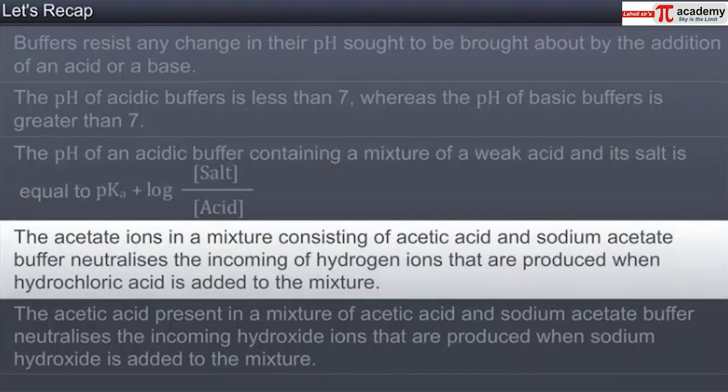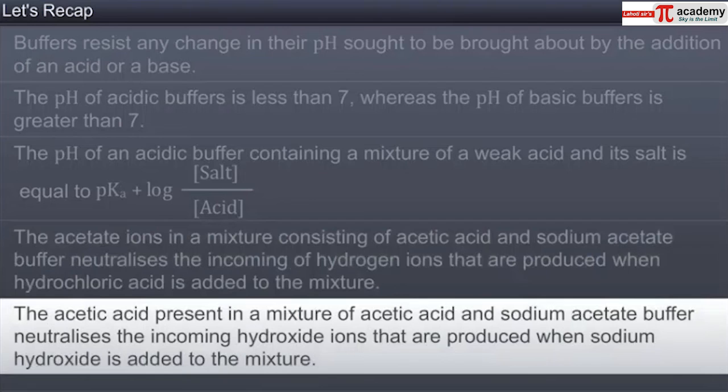The acetate ions in a mixture consisting of acetic acid and sodium acetate buffer neutralize the incoming hydrogen ions that are produced when hydrochloric acid is added to the mixture. The acetic acid present in a mixture of acetic acid and sodium acetate buffer neutralizes the incoming hydroxide ions that are produced when sodium hydroxide is added to the mixture.